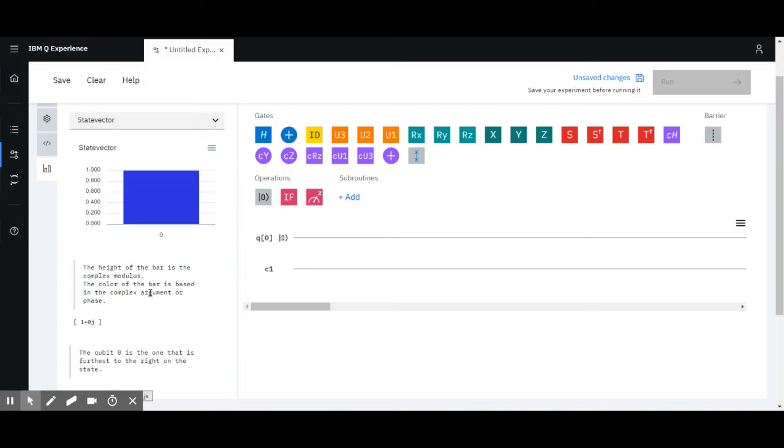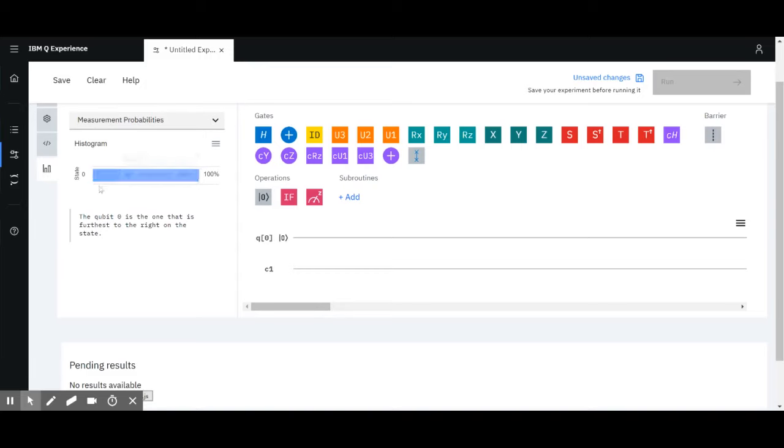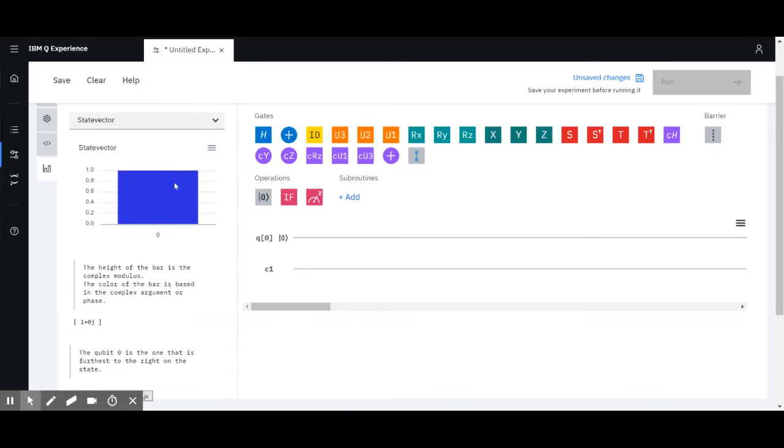On one side, people talk about this using the word amplitude. You can see the height of the bar here, which maps to the probability of, in this case, measuring zero. It's like 100%. So this is one thing you can do. You can mess with these probabilities, and the other thing you can do is mess with the color of the bar, which is what people refer to as the phase.